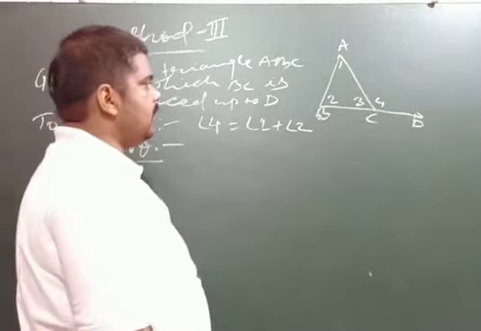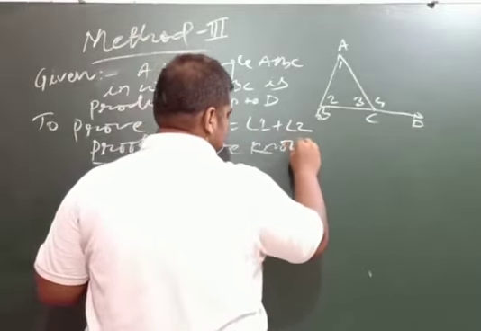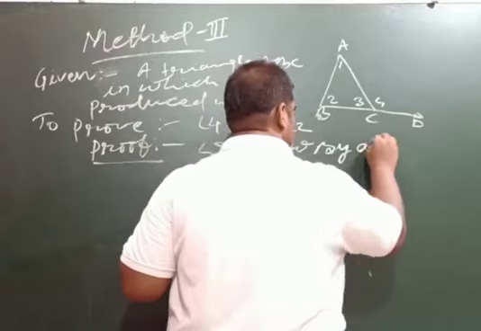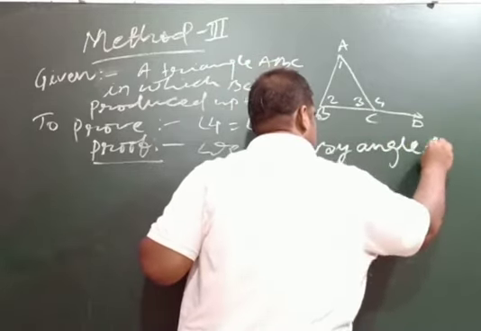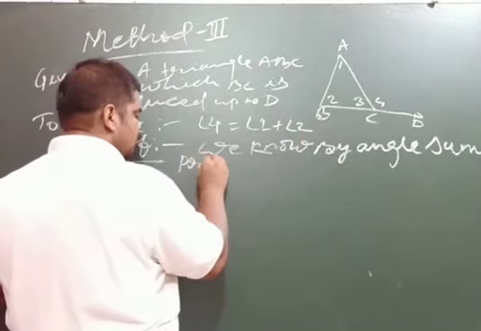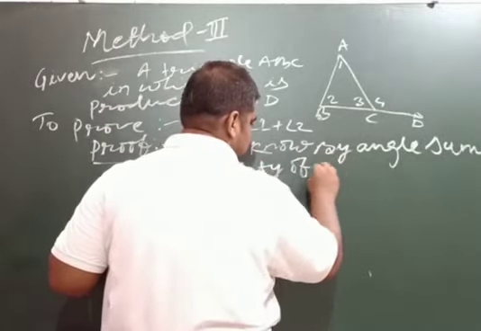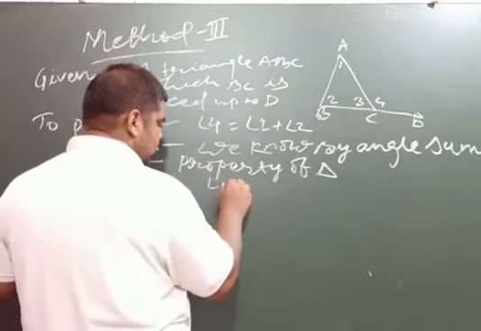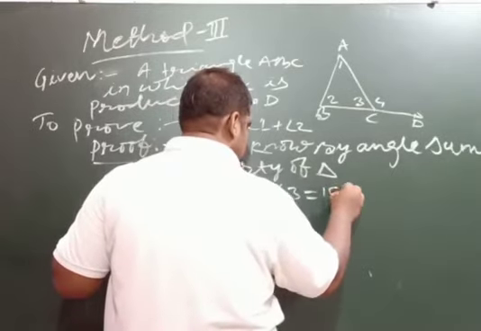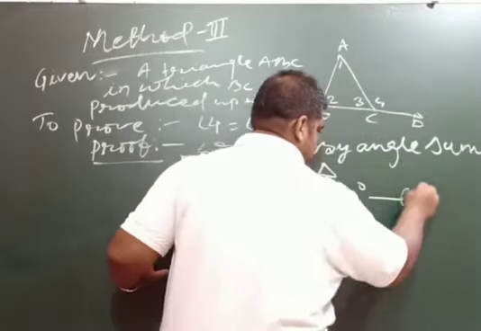My dear, you know very well that by the angle sum property of a triangle, angle 1 plus angle 2 plus angle 3 is equal to 180 degrees, and it is considered as first.